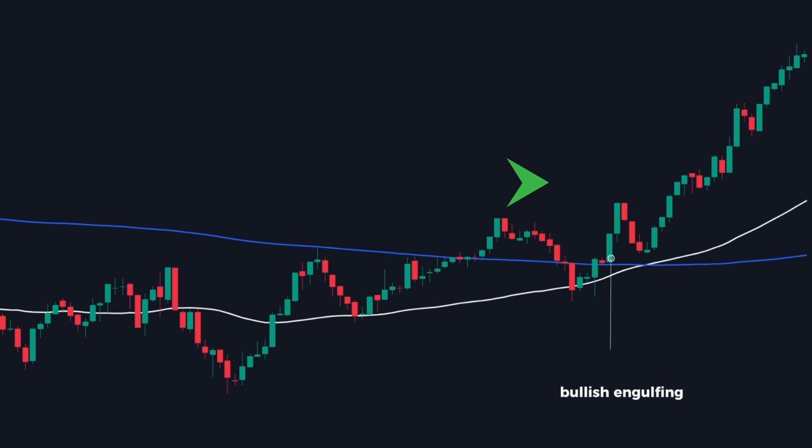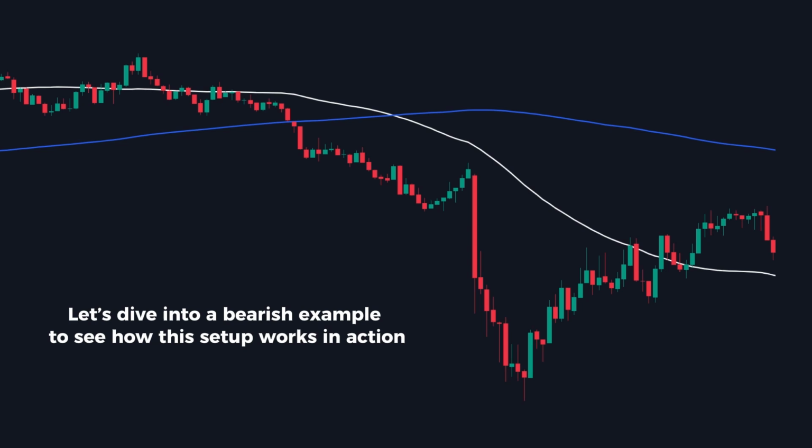Now, when it comes to exiting, you should always use a clear target and stop loss. We enter the trade once the bullish engulfing appears, and we set a 1-3 risk to reward ratio. For the stop loss, we place it just below the previous swing low. For the take profit, we aim for the same distance. Let's dive into a bearish example to see how this setup works in action.